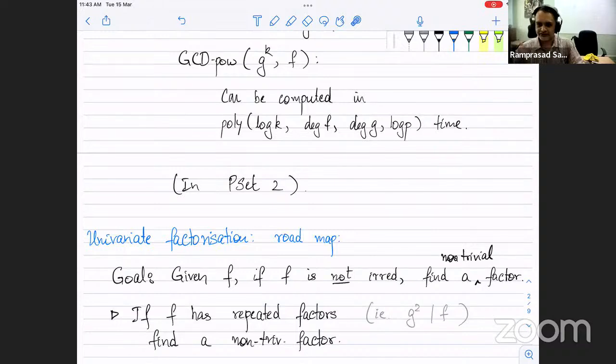The first special case is if it so happens that f has a repeated factor. By that, what I mean is there is some polynomial g, which is obviously not a constant, such that g squared happens to divide f. So in some sense, there is a factor with multiplicity. In that case, I want to find some non-trivial factorization, and we'll first ask ourselves whether this is something we can do.